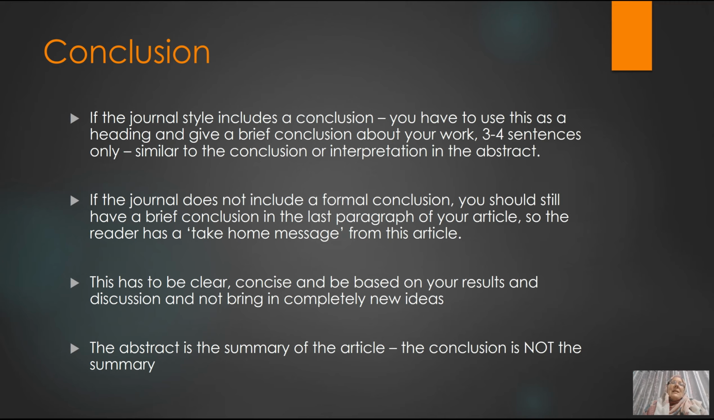The abstract is a summary of the article. The conclusion is not a summary of the article. I just want to show the difference here. The conclusion is only a few points of the take-home message, the most important points that came out of your research. The abstract, on the other hand, is a summary of the article, including background, methods, results, and conclusion usually.